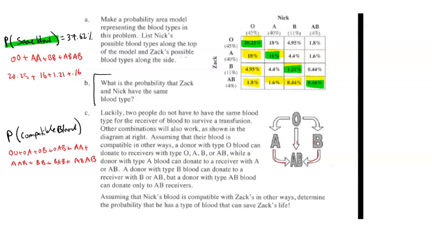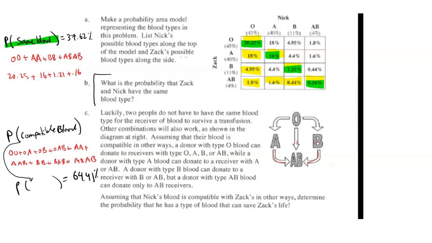So if I add up everything that is highlighted, 20.25, 18, 4.95, 1.8, add that with the second column, the third column, and the fourth column, we're going to get a probability for compatible blood of 64.41%. Now that is a lot better than the first one. It's just a little bit better.